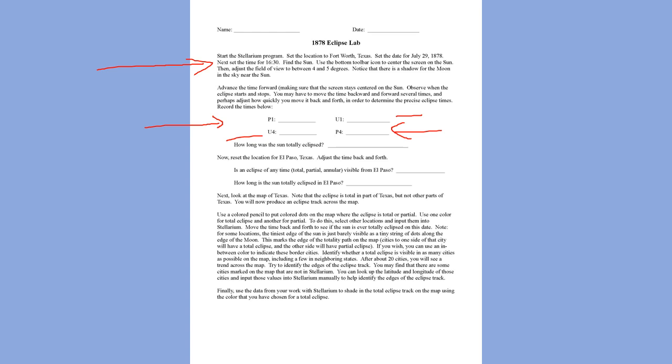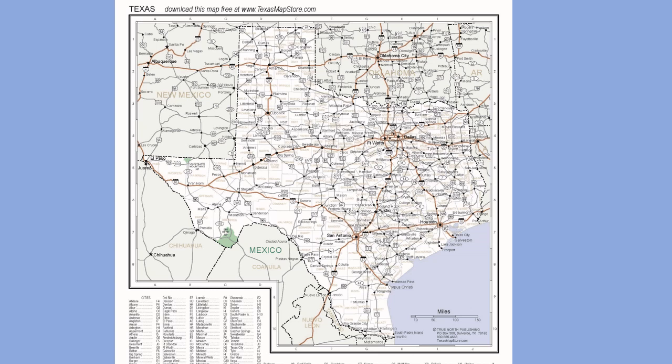Then you're going to set it for El Paso. When you reset for El Paso, you're going to notice that in El Paso, it was not actually visible. What you want to do is recreate on a map of Texas those eclipse things that you saw happen with the tracks that you saw with the NASA documents. So for Fort Worth, you'll mark that green. Hey, the total eclipse was there. El Paso, no total eclipse.